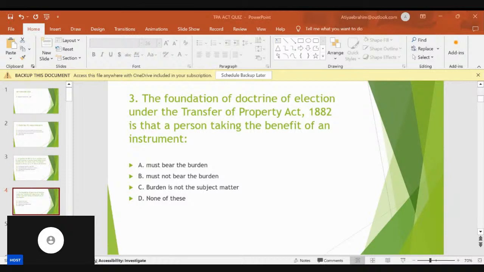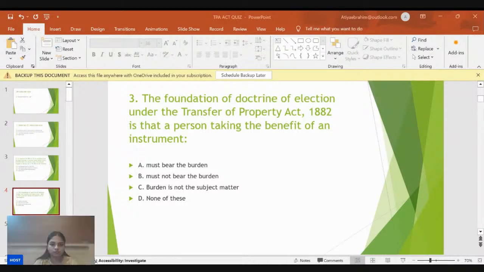Any guesses for question number 3? The answer to 3 is A. The one who is taking the benefit of an instrument should also bear the burden. So for question number 3, the answer is option A.